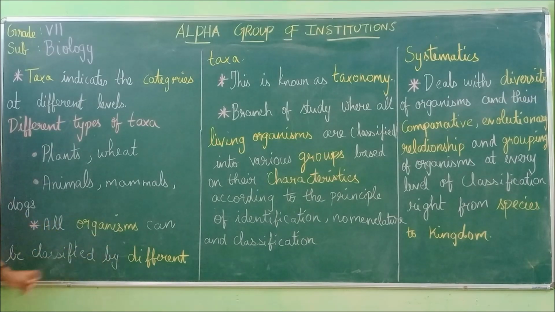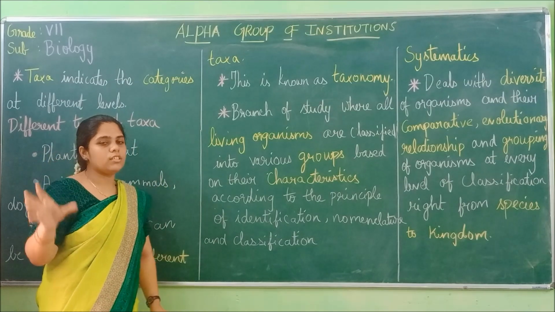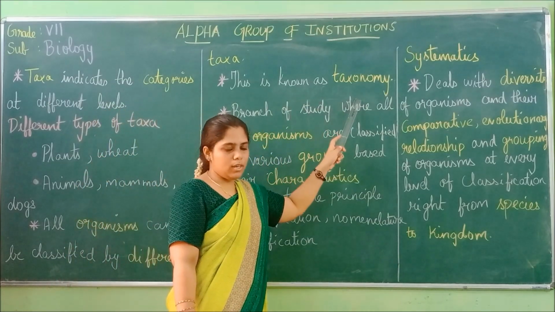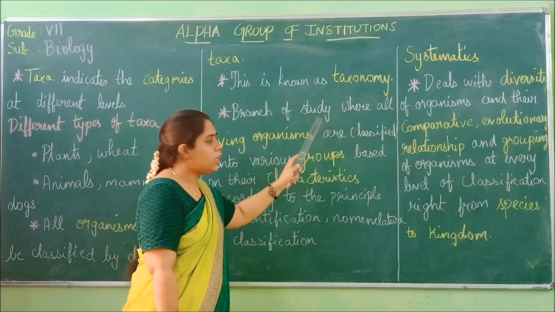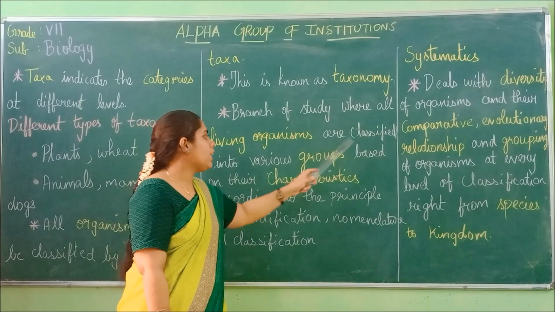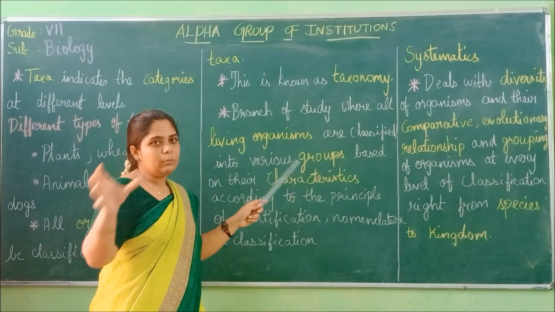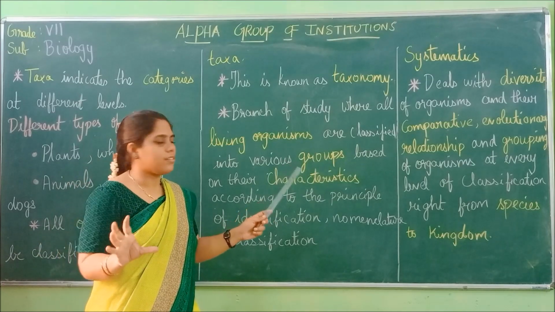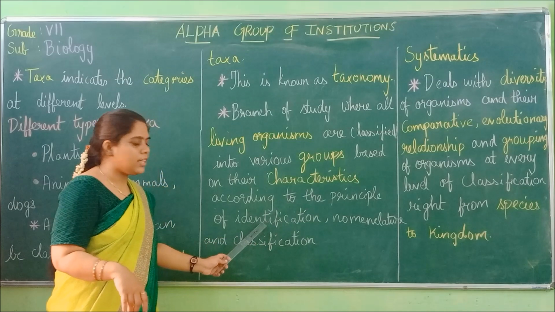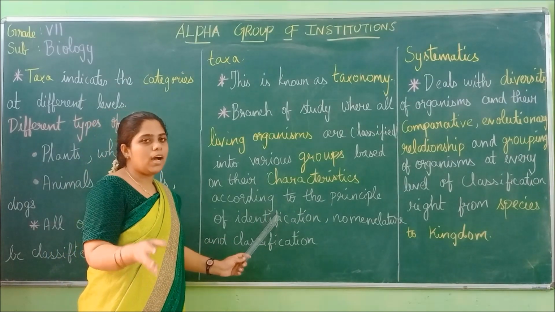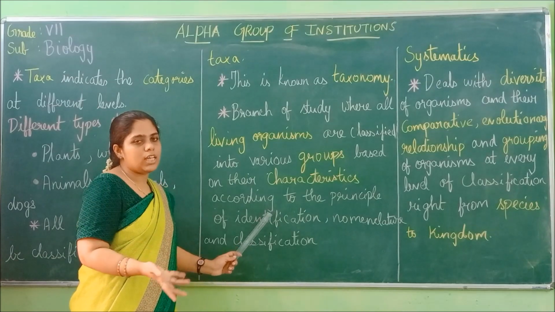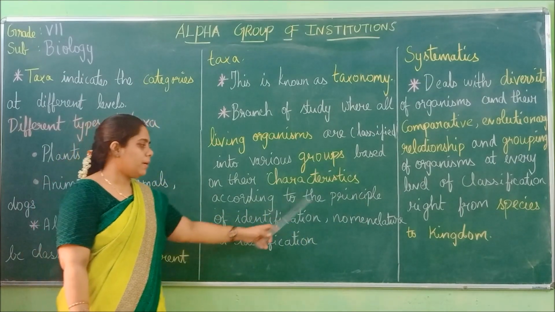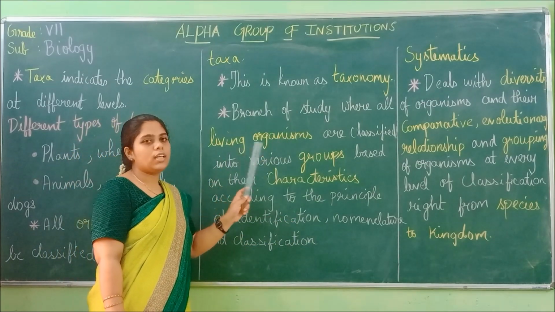Then all organisms can be classified by different taxa. Using different types of taxa, all the organisms are being grouped or classified. This is known as taxonomy. Taxonomy is the branch of study where all living organisms are classified into various groups. They are put into various groups based on their different external characteristics, and according to the principle of identification about the features of the plant or the animal, the different characteristics, the external behavior. And nomenclature means the naming of the organism, and classification. Based on these three only, taxonomy classifies all the living organisms.